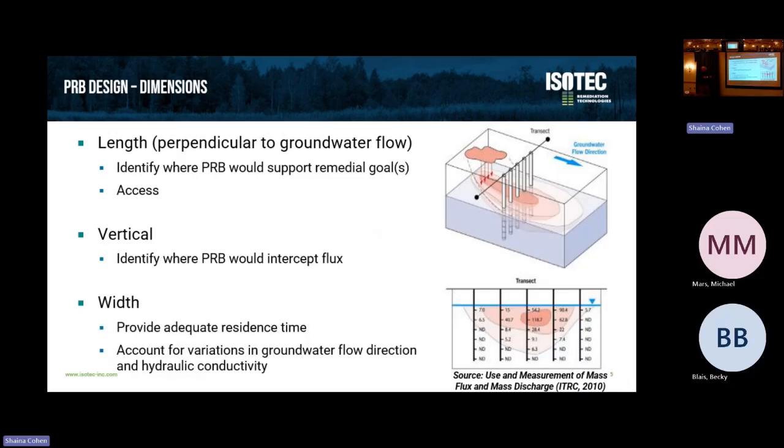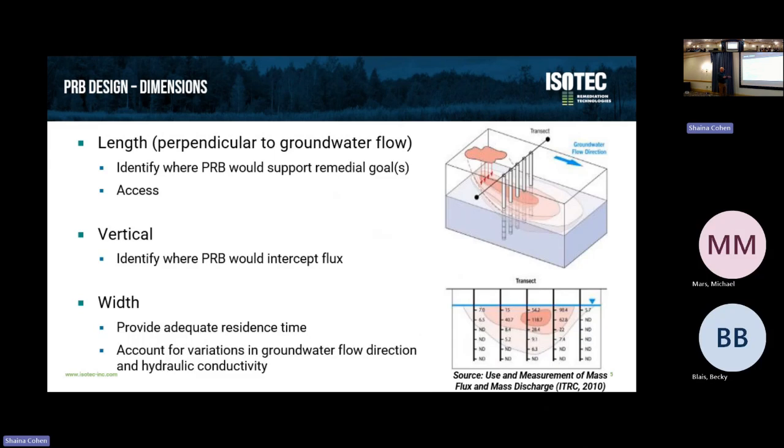So now we said, all right, we want to install a PRB. We have located approximately where we want to put it. The dimensions of the PRB are really important design components. Your length, as I said, is going to be perpendicular, or near perpendicular, to groundwater flow. We want to locate it where we're going to support remedial goals. Are we trying to get to low concentrations to protect the receptor? Are we trying to protect a property boundary? That does go back into access: where can you actually place your PRB? Vertically, as I said on the last slide, it's where we're going to intercept our flux.